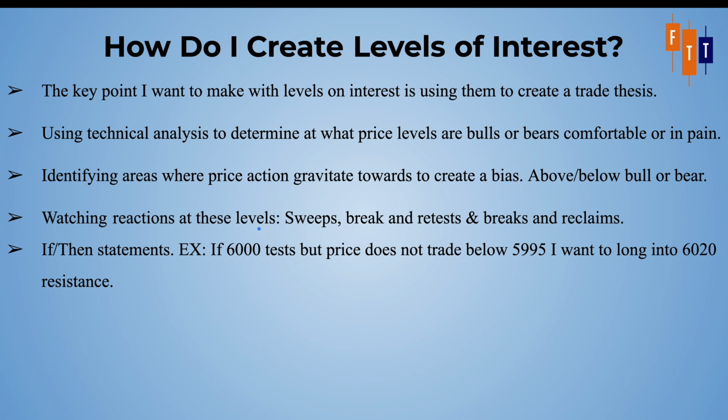And then I'm watching the reactions at those levels, like for sweeps, breaks, and retests. So what is a sweep? A sweep is where we trend up, we come up fast, and then we come back down really quick. And then maybe we trend lower from there. A break and a retest would be: we come up, we break out above this level, we come back down, we test it, we hold, and then this is my entry long for a move back up. And then a break and a reclaim is kind of like a sweep.